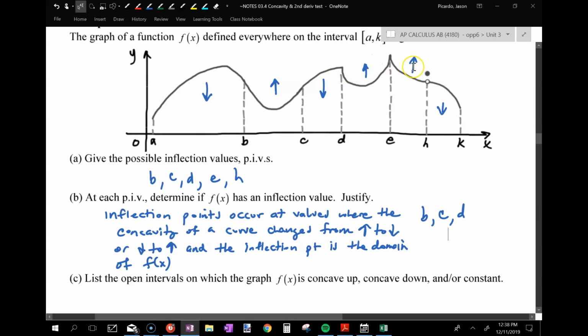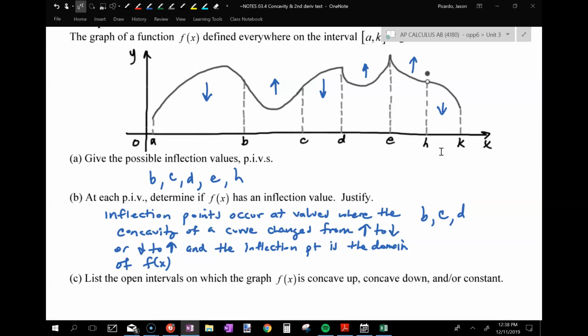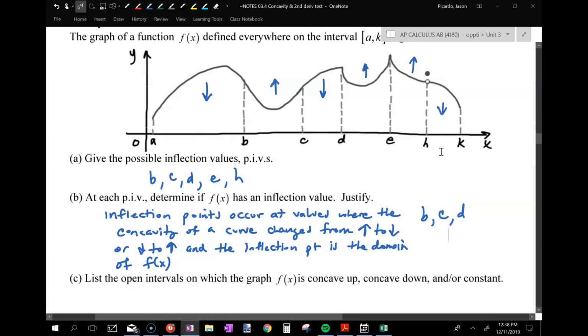Up, up, not a change in concavity. Up, down, does H exist? Yes. But does H, the point, exist? Yes, because what did I say? I said inflection points can occur at discontinuities, right? And H is a discontinuity.